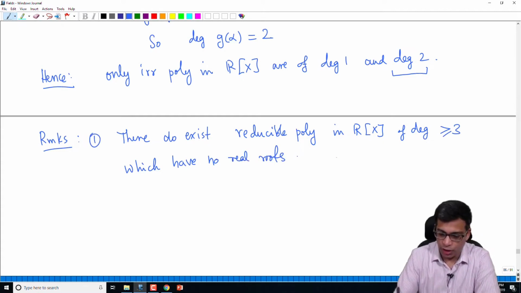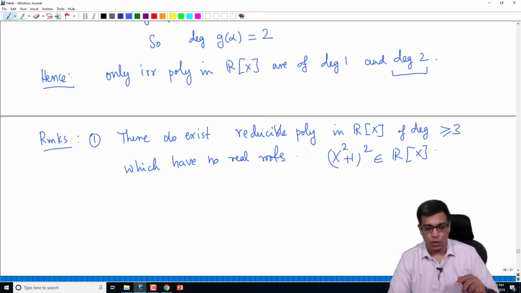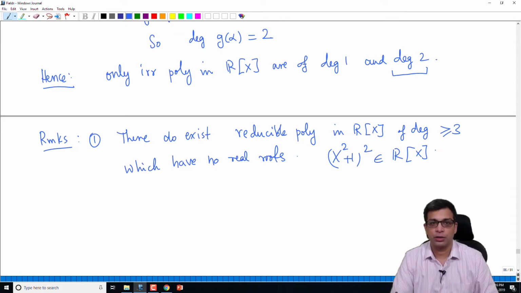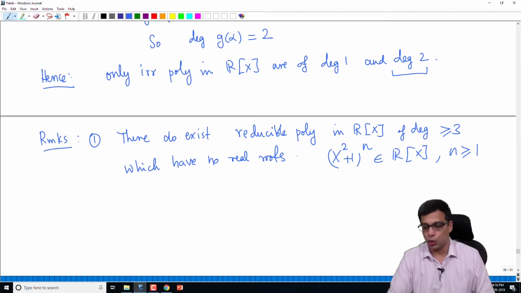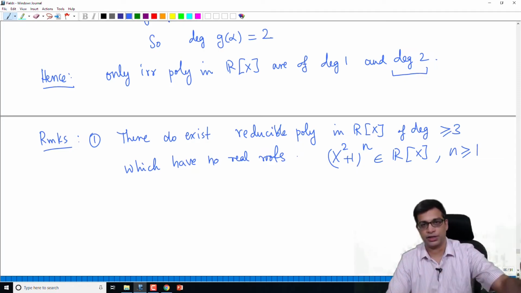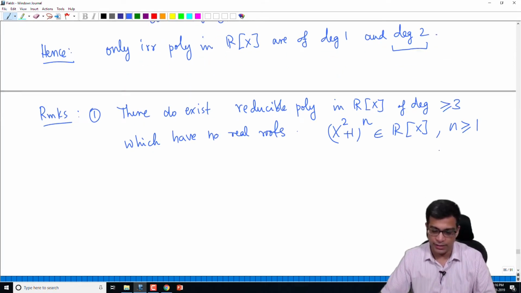Right? Because for example, you take (x squared plus 1) to the power 2. This is a degree 4 polynomial, but it has no roots. So reducible polynomials can fail to have roots, but irreducible polynomials cannot exist of degree 3 or more. Whereas for any degree you can take (x squared plus 1) to the power n, where n is at least 1, and this has no roots. So you get arbitrarily large degree polynomials which do not have real roots, but remember these are not irreducible, they are reducible as soon as n is at least 2.